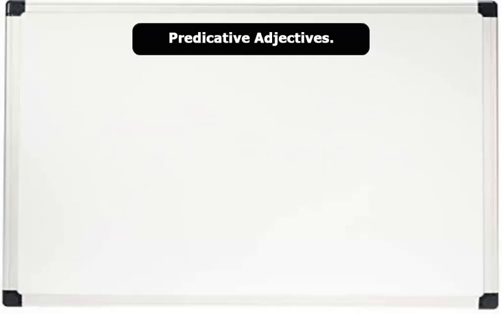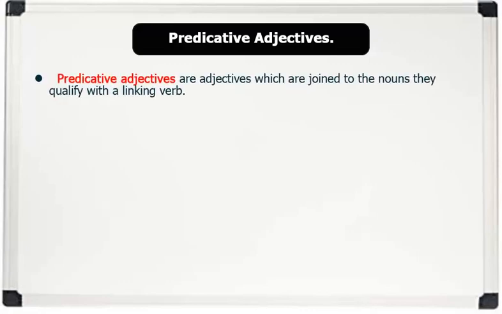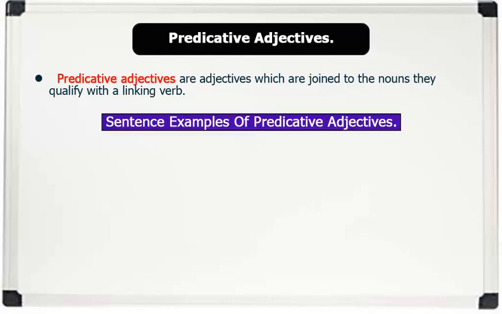Predicative adjectives. Predicative adjectives are adjectives which are joined to the nouns they qualify with a linking verb. Sentence examples of predicative adjectives. 1. The house is big. Note, in this first sentence, the house, which is the noun in this sentence, is joined to the adjective, big, with a linking verb, is.